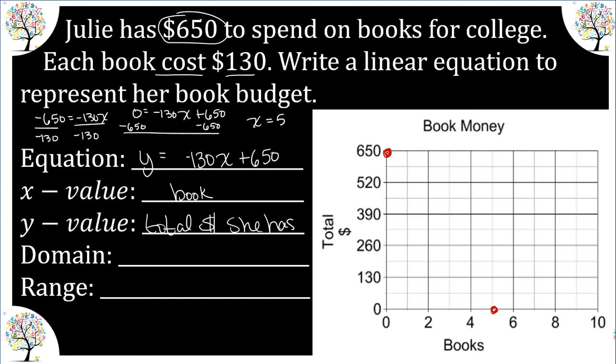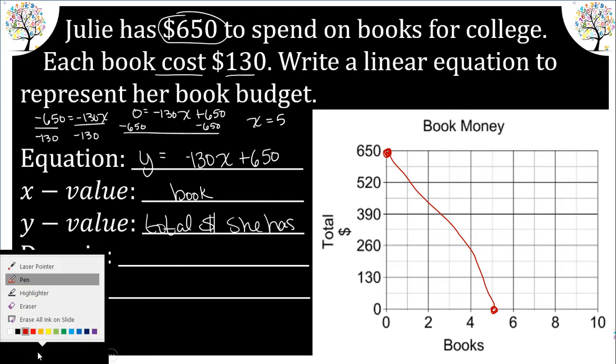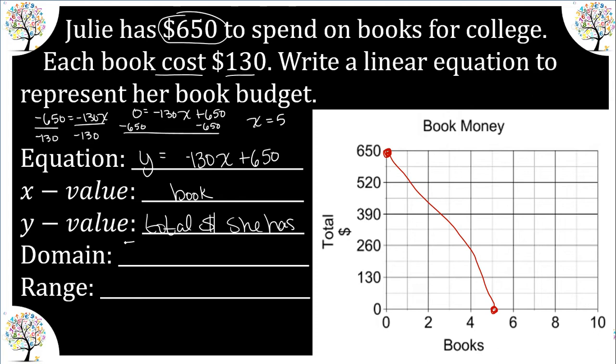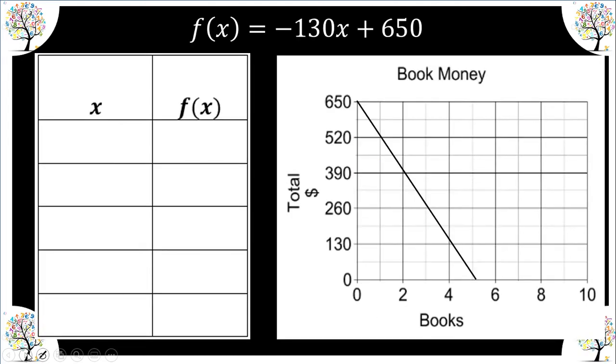Now we have the y-intercept and the x-intercept, and we can simply draw our straight line as best we can. Now, let's identify our domain, which are the x values. The least amount of books is 0. The most amount of books is 5. The least amount of money she's going to have is 0, and the most amount of money she has is 650. So domain are your x values and range are your y values.